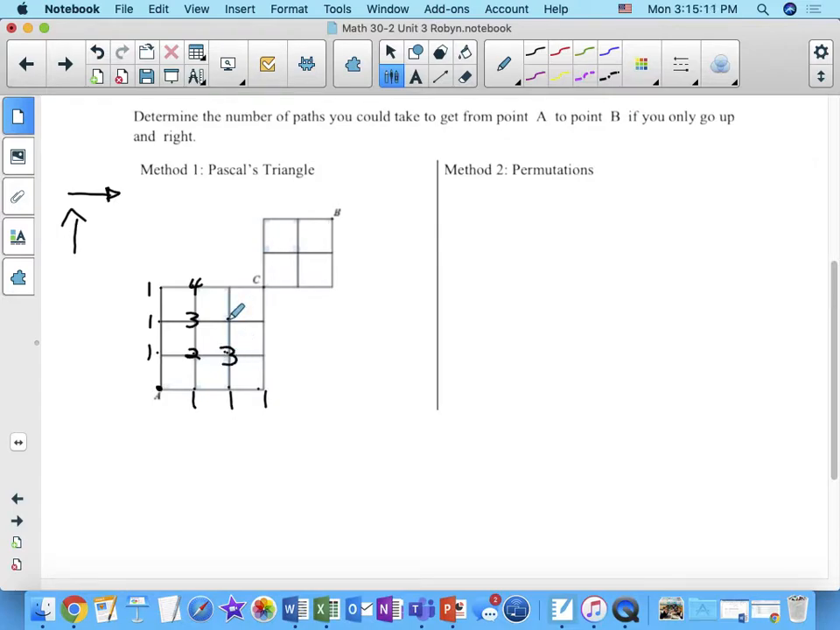What about here? 6, because it's 3 and 3. What about here? 10. 4 and 6 is 10. What about here? 4, here, 10, and 20. Now, if there's 20 ways to get to here, how many ways are there to get to here?